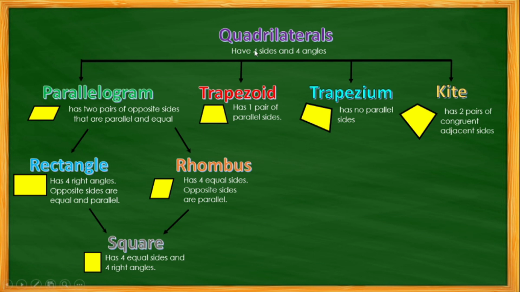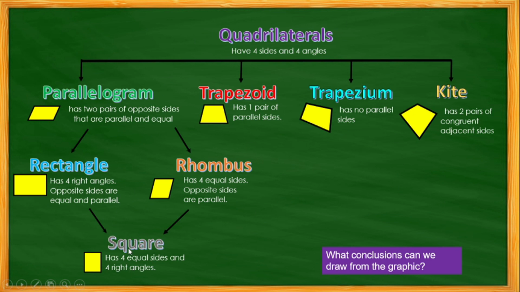So let's start with the quadrilateral. The quadrilateral has 4 sides and angles. Under the quadrilateral, we have parallelogram, trapezoid, trapezium, and kite. Under a parallelogram, we have a rectangle, rhombus and also a square. Under a rectangle, we have a square, and under a rhombus, we have a square. So let's analyze this one. What conclusion can we get from the graphic organizer or this diagram?